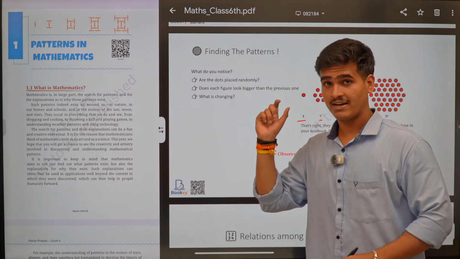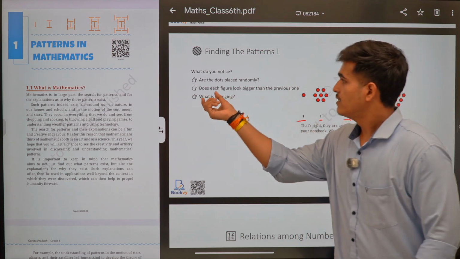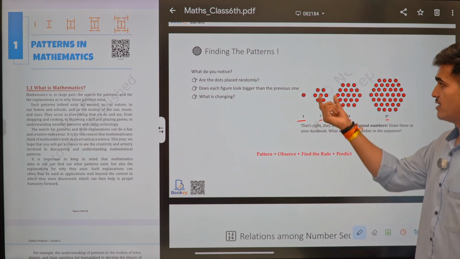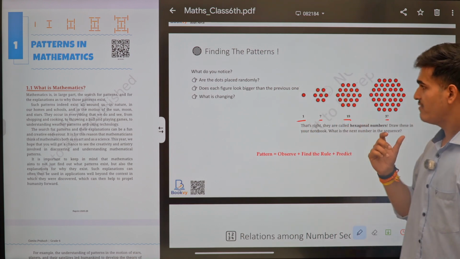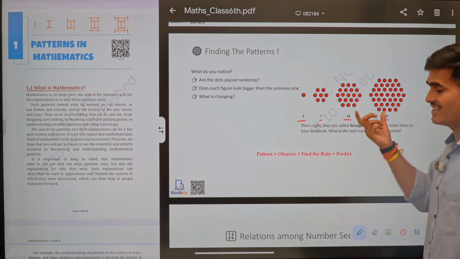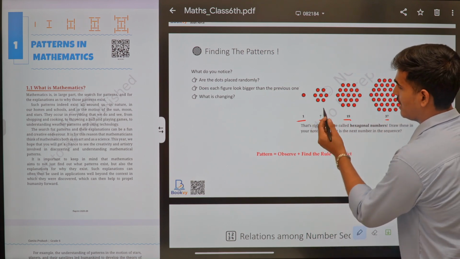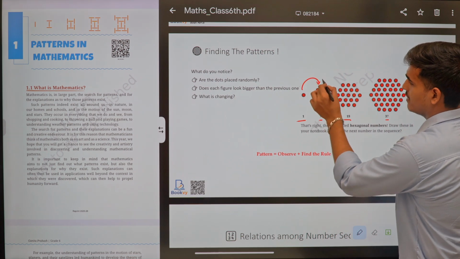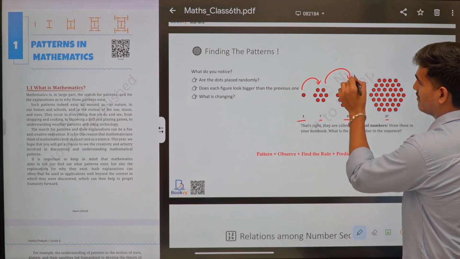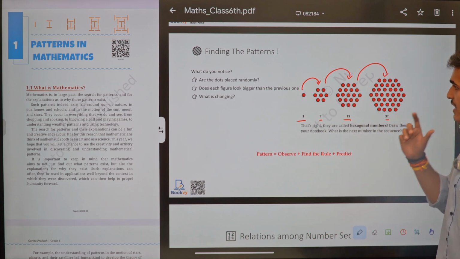Are the dots placed randomly? They are randomly placed, but does each figure look bigger than the previous one? Yes, sir. The next one is bigger than the previous one, right? And what is changing in this pattern? Now look carefully. In this you will see an increasing number, right? Here we have only one ball. Here we have 7, here 19, and here 37. Okay, sir. The balls are increasing rapidly.